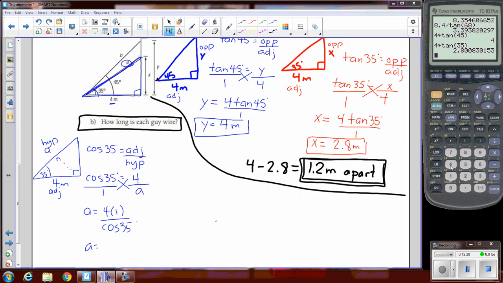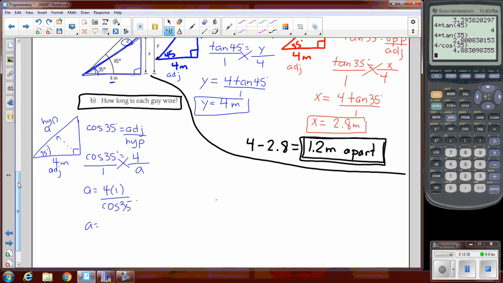So I can look at my calculator. 4 multiplied by 1 is still 4, divided by the cosine of 35 degrees, and we get, we'll round it to 1 decimal, that this wire is 4.9 meters long. So wire A is 4.9 meters. And now all we have to do is go and find that other wire.